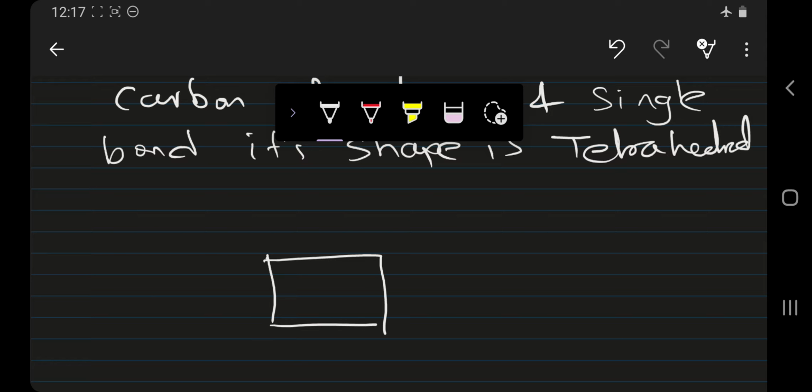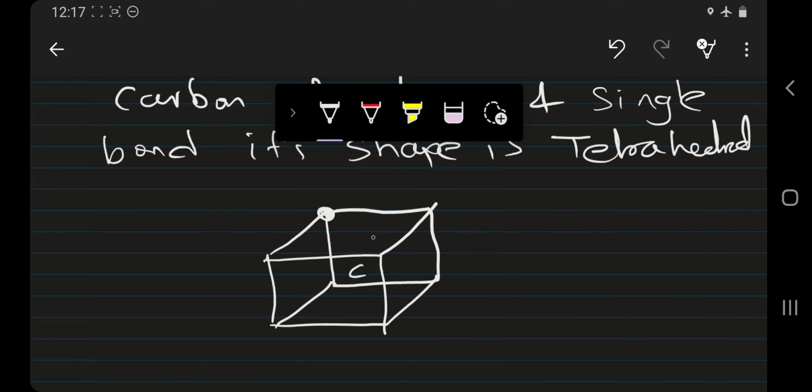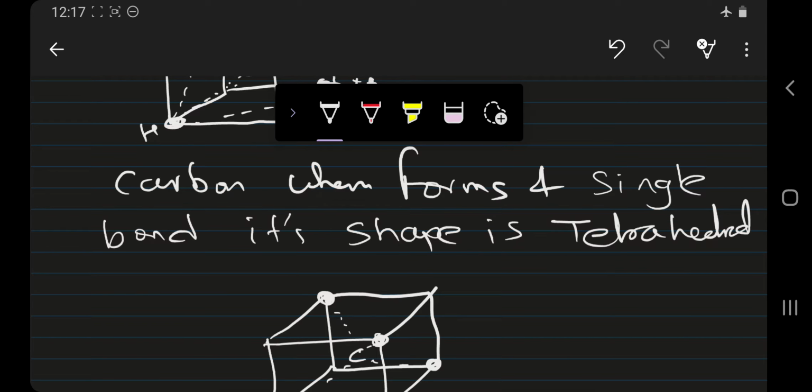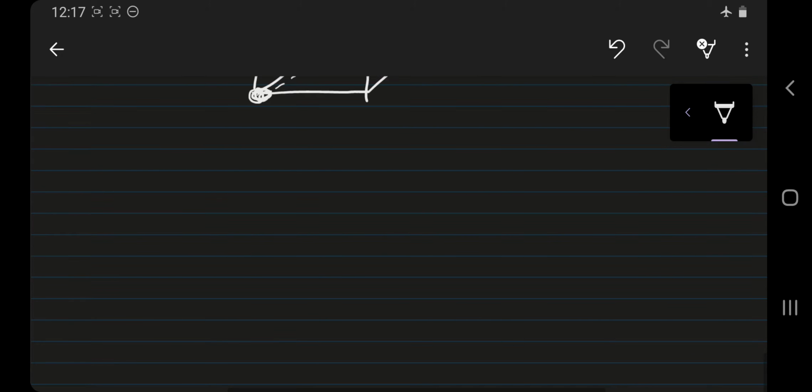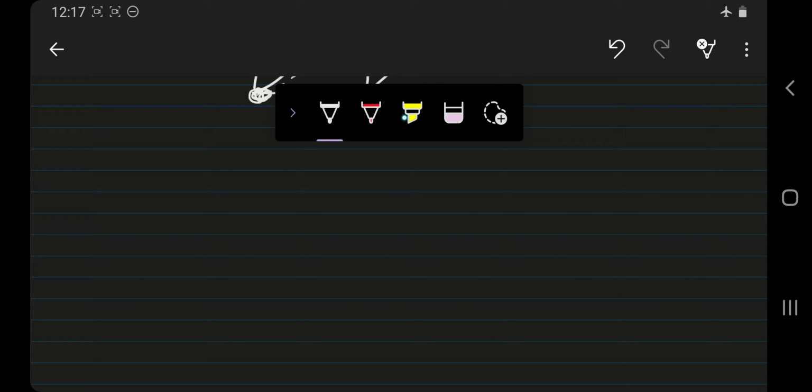Show the cube. Put carbon in the middle of the cube. Then show 2 bonds to these corners and 2 bonds to this corner. Like this, you can connect it. Then these bonded species can be hydrogen, can be chlorine, or can be anything. But whenever this carbon is forming 4 single bonds, then its shape is what? Tetrahedral.